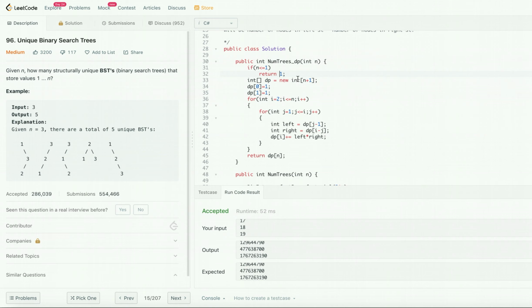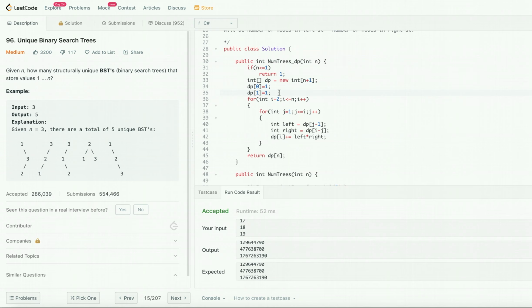Going on further, what I am going to do is declare a dp array of length n plus 1 and initialize the first two elements. When n is equal to 0, there is only one tree possible. When n is equal to 1, there is only one tree possible. Those are the two things which we already know. That is why I am initializing the base cases.